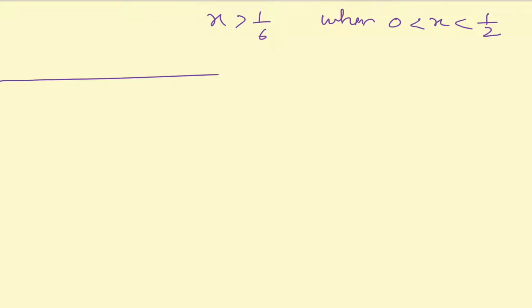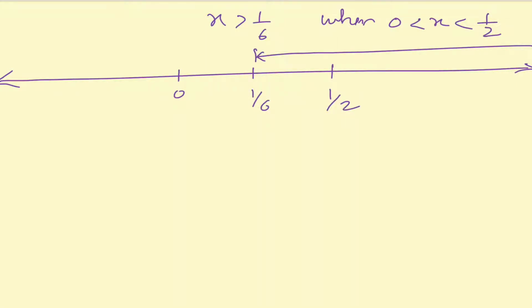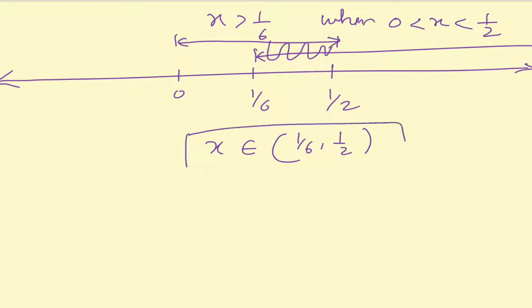So x greater than 1 by 6 we need to take when x is greater than 0 and less than 1 by 2. That means we are going to take the intersection. So x is 0 here, 1 by 6 will be here, and 1 by 2 will be here. X greater than 1 by 6 is this part, and x greater than 0 less than 1 by 2 is this part. This is the common part, that is x belongs to the open interval 1 by 6 to 1 by 2. So this is the answer in the second case.